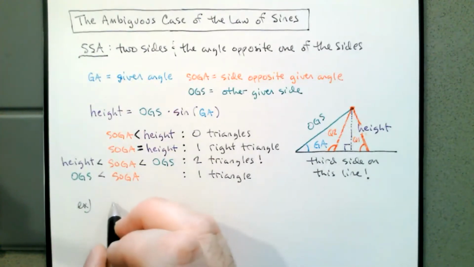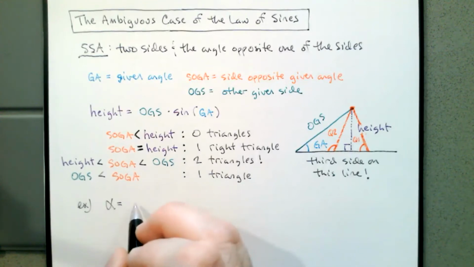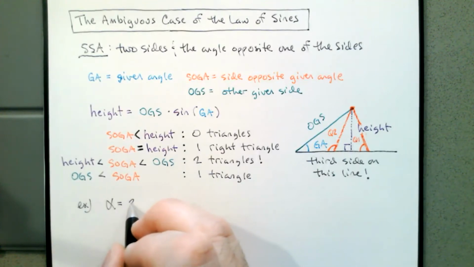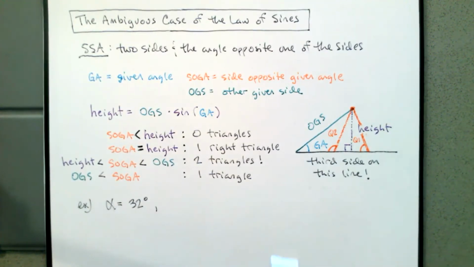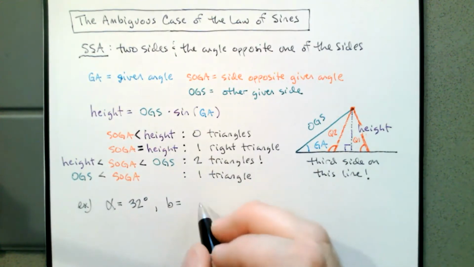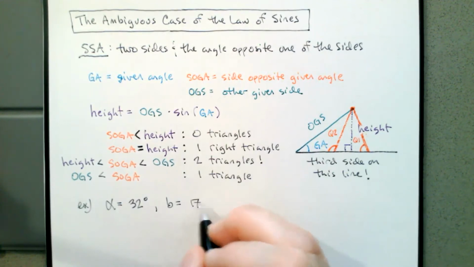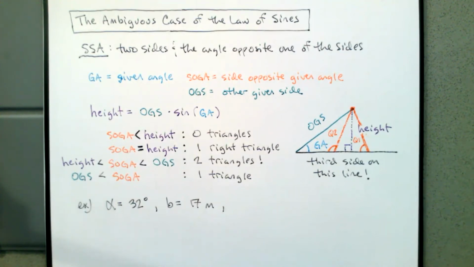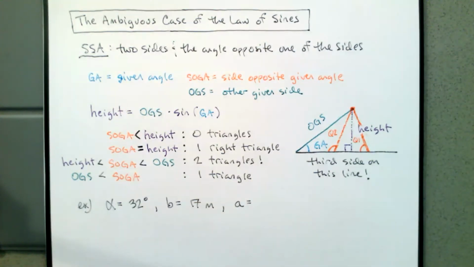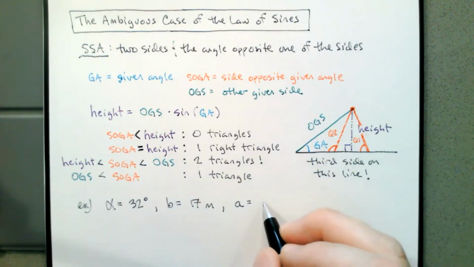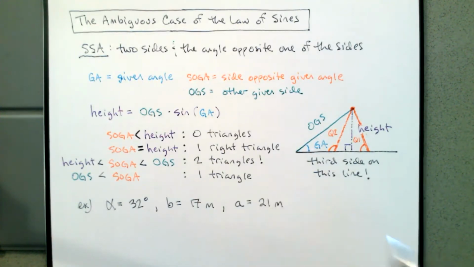I forgot what angles I was using yesterday, so I'm just going to start afresh. Say theta is equal to 32 degrees. Let's say the other given side is going to be B, and that will be 17 meters. I want big triangles here. And I'm going to make the side opposite the given angle greater than the other given side, and we're going to pretend that we don't notice that yet. So A is going to be 21 meters.